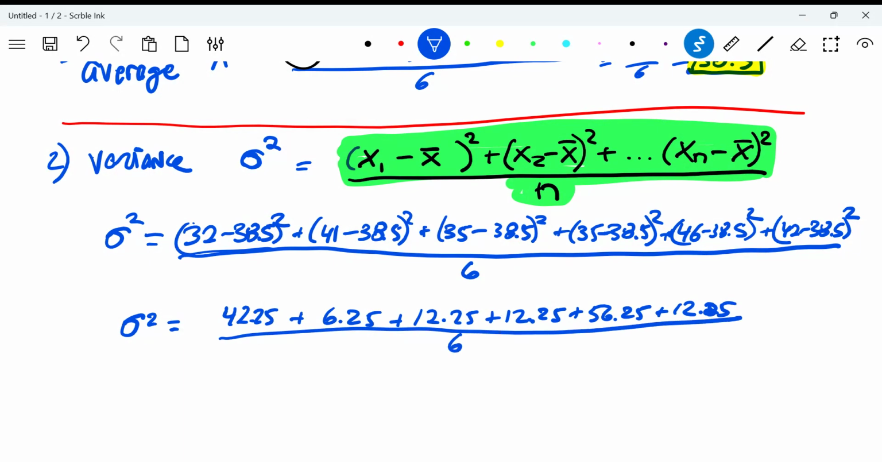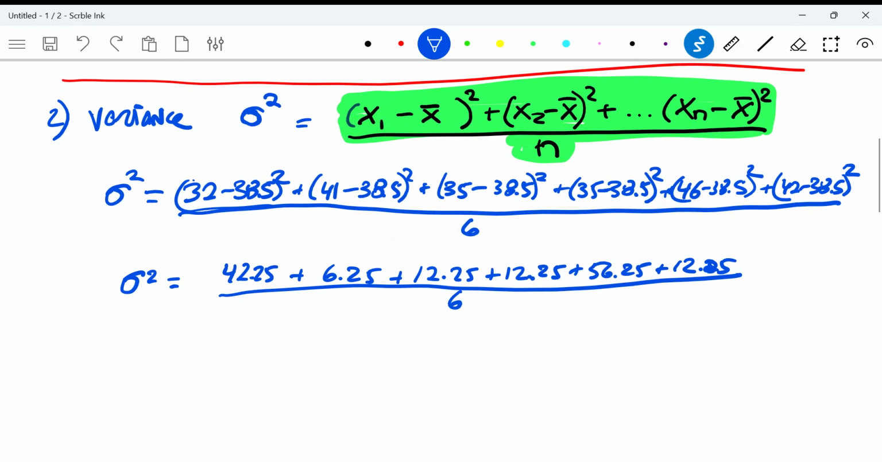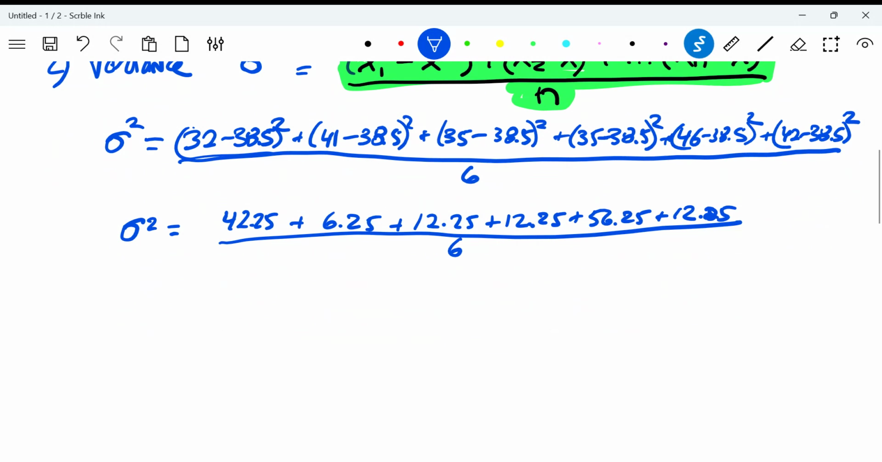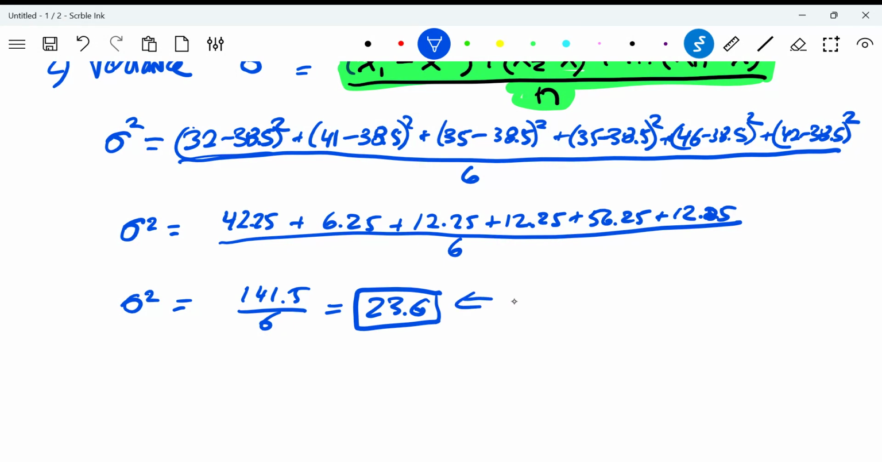You see where this can get pretty tedious. Using a calculator would be helpful, and of course you would do that most of the time, but you will need to do it at least once written out directly like this. So let's finish out the results. This comes to 141.5 over 6, which is equal to 23.6. And that number is the variance.